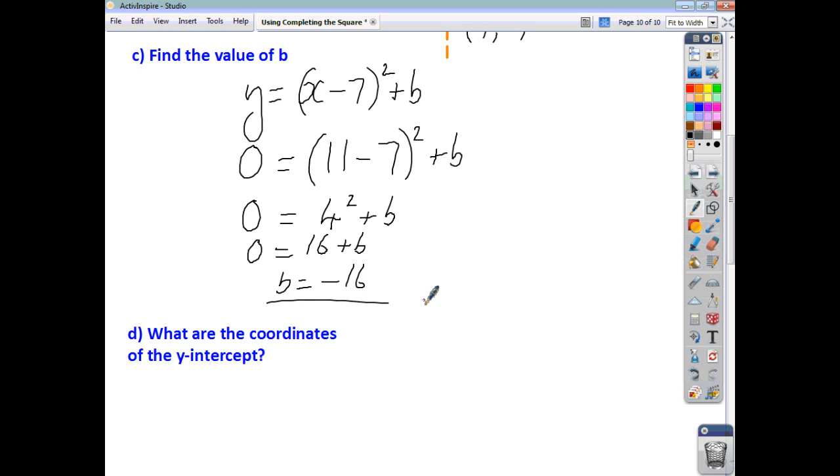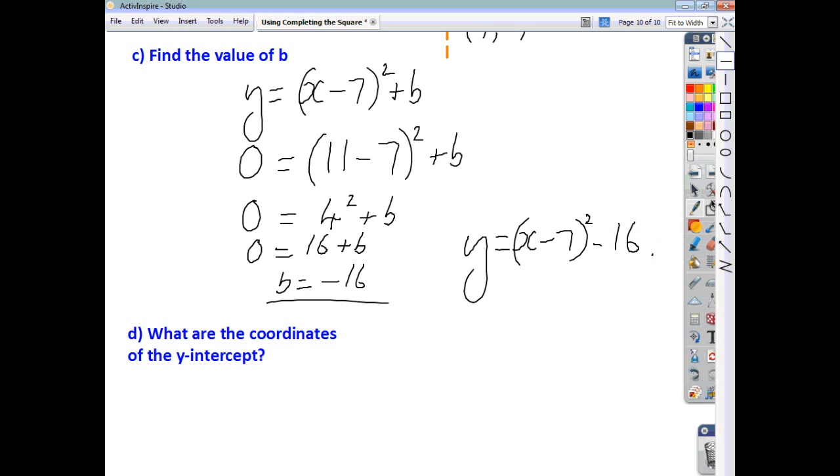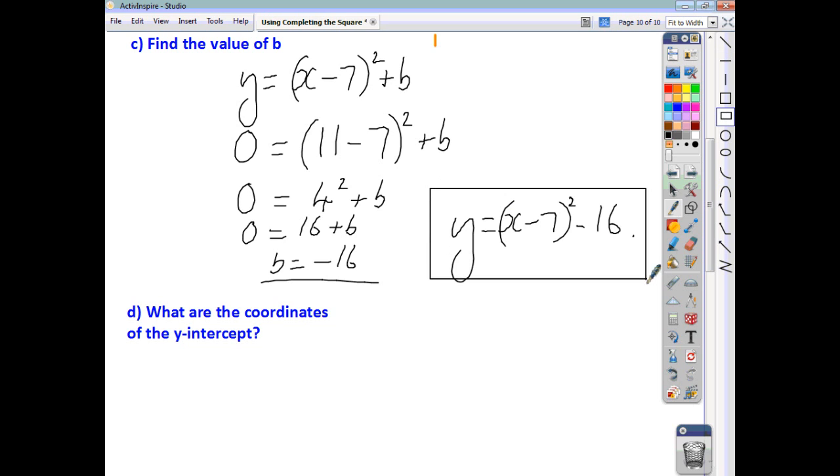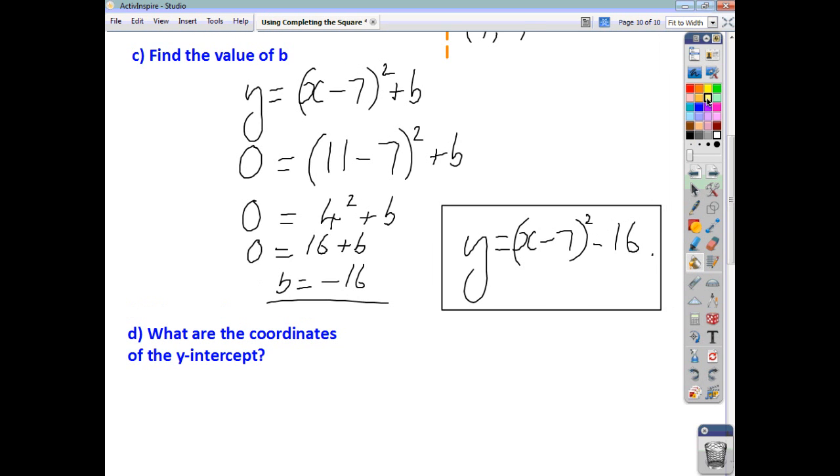So we weren't asked to do this, but if we were, we would have to say that y equals (x minus 7) all squared minus 16. So that is the equation of our quadratic function. Okay, that's the equation of our quadratic function there.